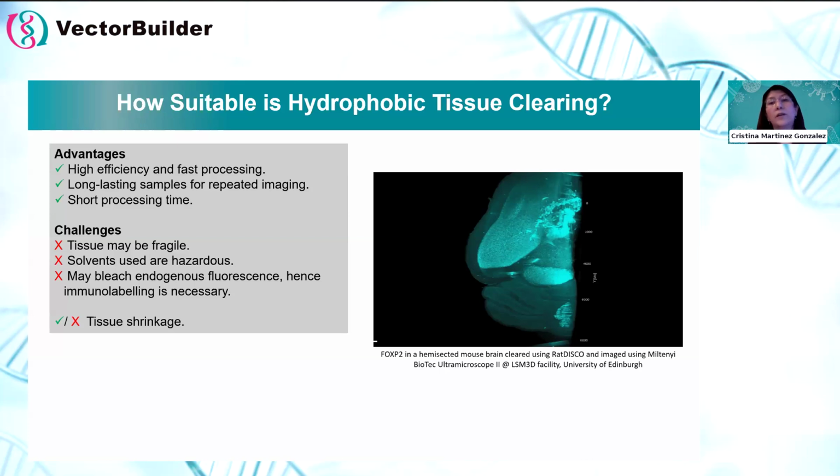But some people might want their antibody. They would not want to use antibodies, so perhaps the antibody doesn't exist. In that case, these methods perhaps are not ideal. And finally, tissue shrinkage. You can have a little bit of shrinkage or a lot of shrinkage, and for some people might be a disadvantage.